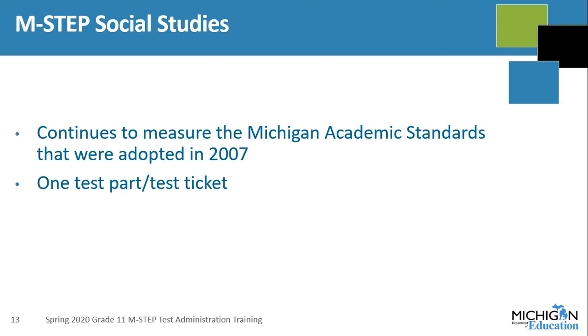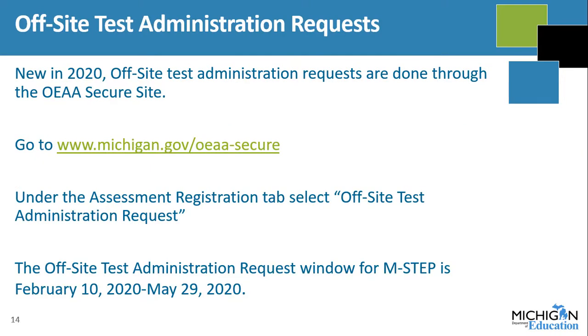Off-site testing is for schools who, for various reasons, cannot test on-site at their school buildings. Off-site testing also occurs for individual students. When a school is providing educational services to a homebound student, students are suspended during the testing window, or students who are expelled with service.